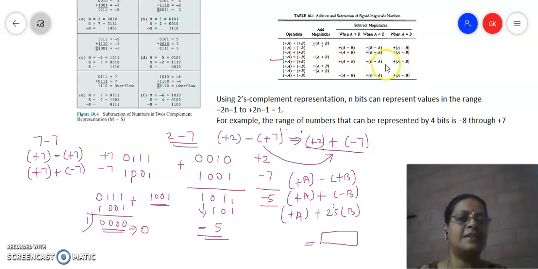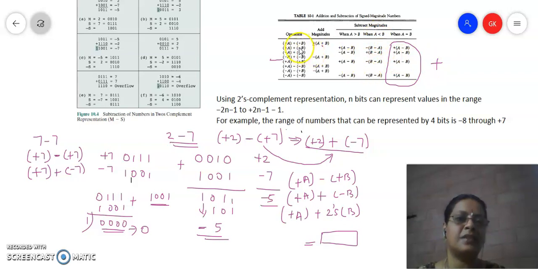How are you deciding this? Based on the magnitude. If a is greater than b, subtract b from a. If a is less than b, then subtract a from b. Here a equals b, so in both cases you'll be getting only 0. So in all 0 cases, if a and b are equal, the sign is going to be positive.